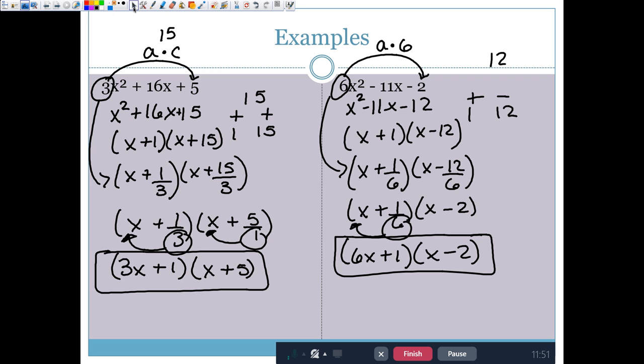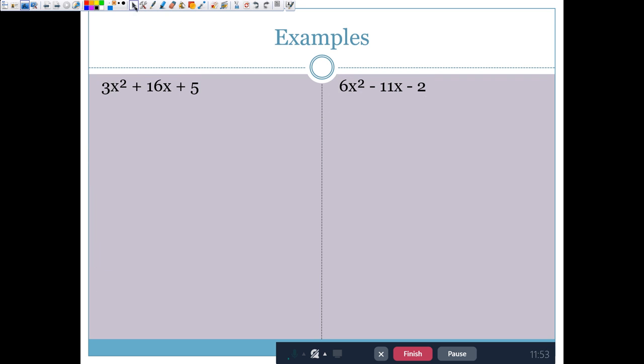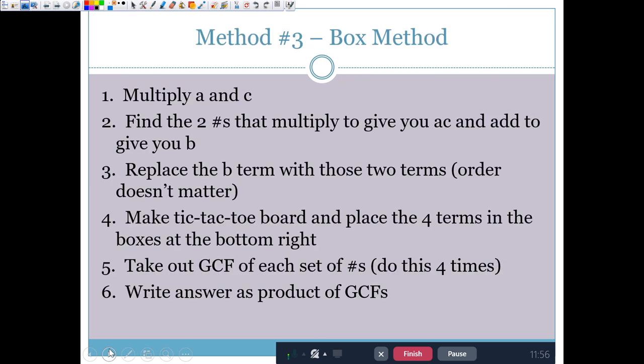All right, well I'll show you the box method now. So the box method, we're still going to multiply A times C. But then we're going to factor AC. Okay, we're going to find two numbers that multiply together to equal AC, but add together to equal B. Okay, just like we were doing. But now we're going to replace that B term with those two numbers. Okay, because they will add up together to equal B, so all that we're doing is changing B.